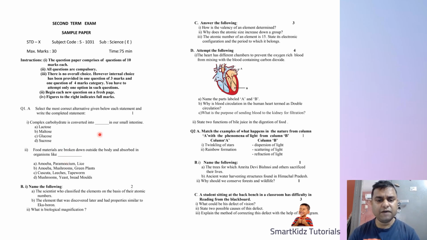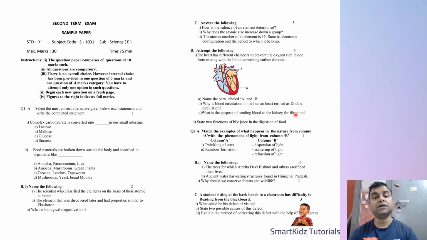But they are all, if you have a look, 1 mark questions, 2 mark questions. There is a 3 mark question here, but it is divided into 3 questions, which means each question ultimately will have 1 mark each. Here you have a heart diagram, and again there are 4 questions under this. Under question 1 there is A, B and C, which will be 1 mark each, and then there is question 1D2, which says state 2 functions of bile juice in the digestion of food.